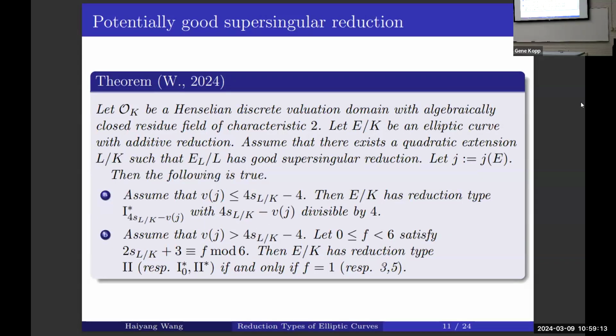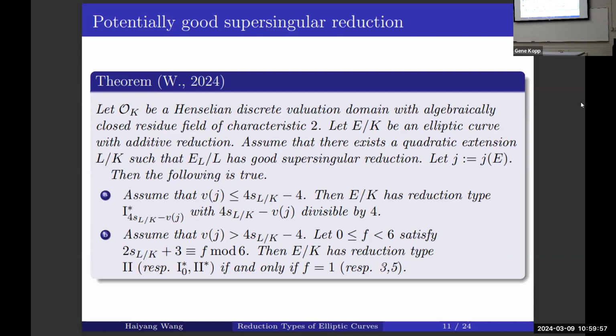When E over K has potentially good supersingular reduction, we proved the following result. Let E over K be an elliptic curve with additive reduction. Assume that there exists a quadratic extension L over K such that the base change EL over L has good supersingular reduction. Let J be the J invariant of E. Then the following is true. Assume that the valuation of the J invariant is less than or equal to 4 SL over K minus 4. Then E over K has Kodaira type I star 4 SL over K minus V of J, with the index divisible by 4.